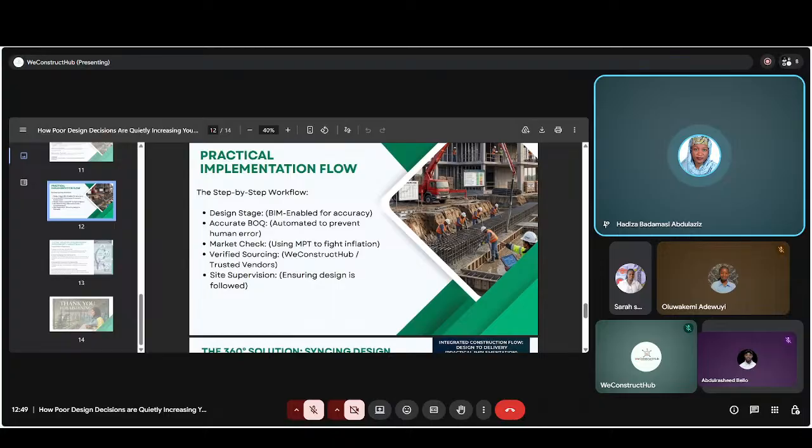Cost control is not one action. It's a continuous process from design to delivery.